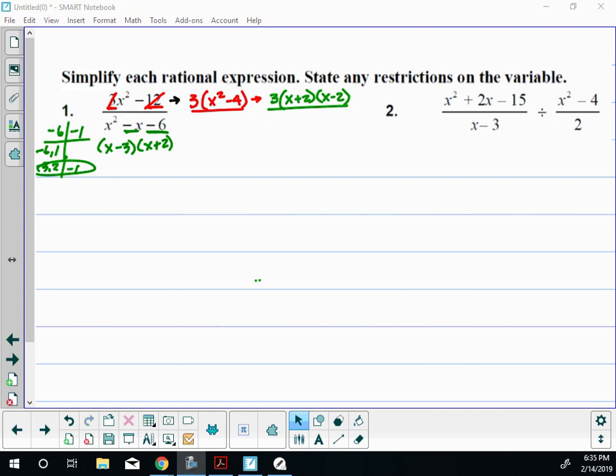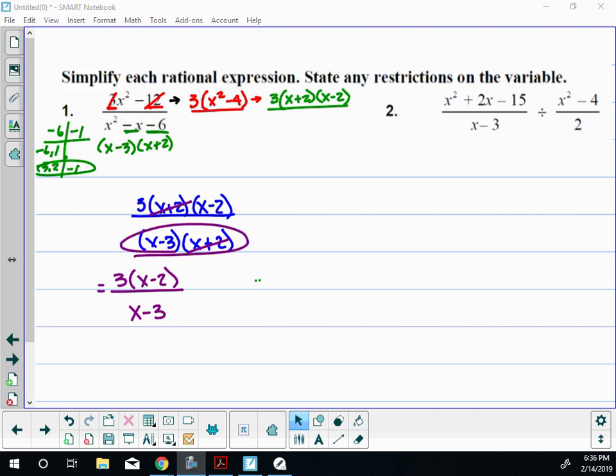So our fraction, after we factor it, is 3 times x plus 2 times x minus 2 all over x minus 3 times x plus 2. Look for things that can cancel. The x plus 2's can cancel. So our answer is 3 times x minus 2 over x minus 3. Our restrictions are from right here. So since we have x subtract 3, x cannot equal positive 3. X plus 2 means that x cannot equal negative 2.